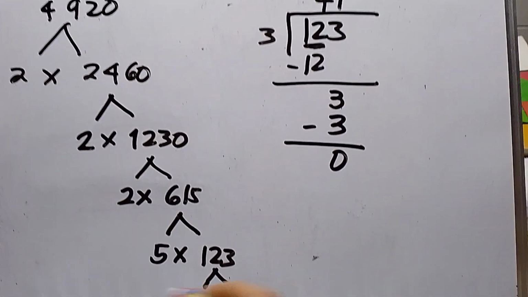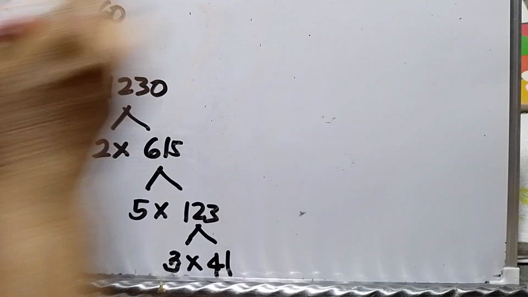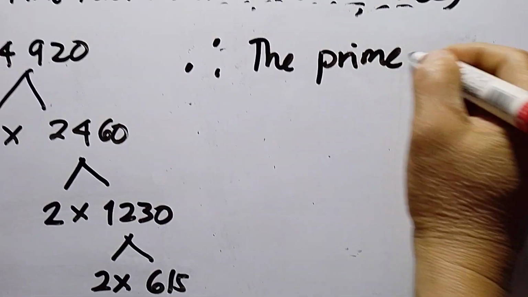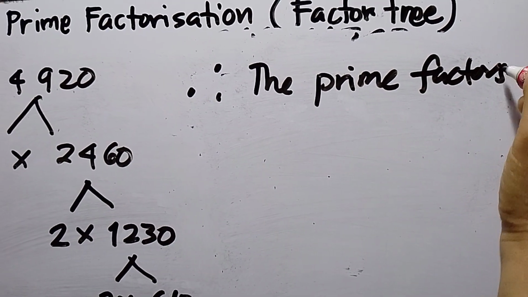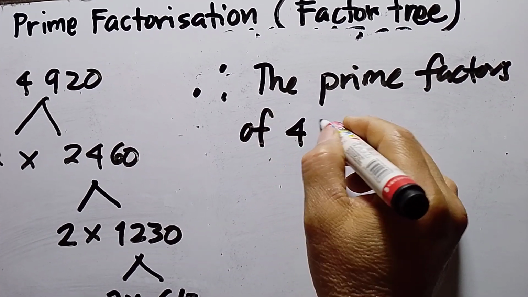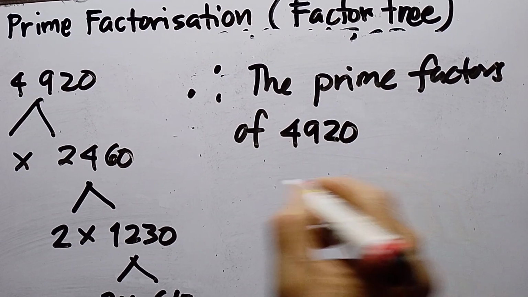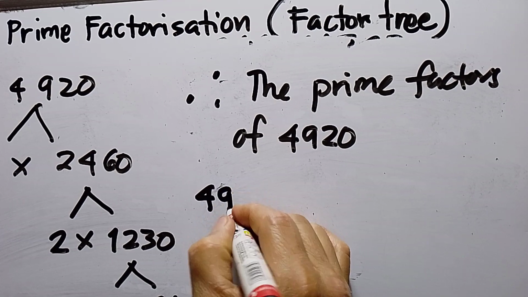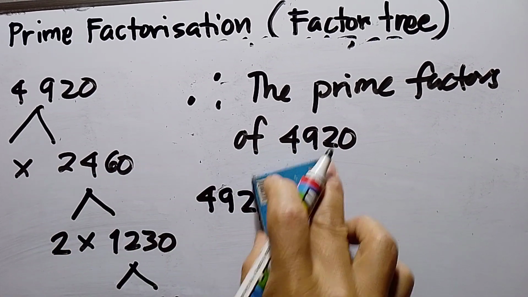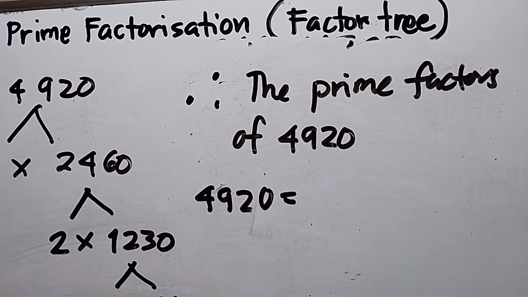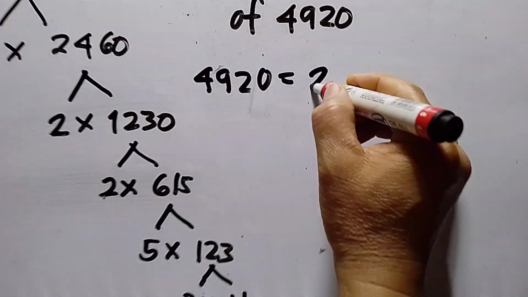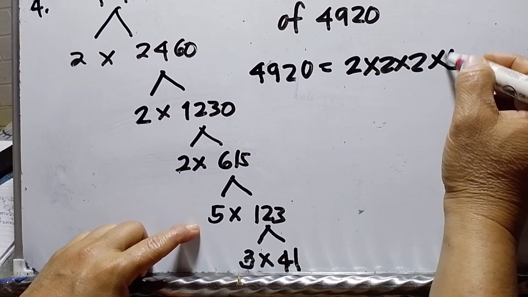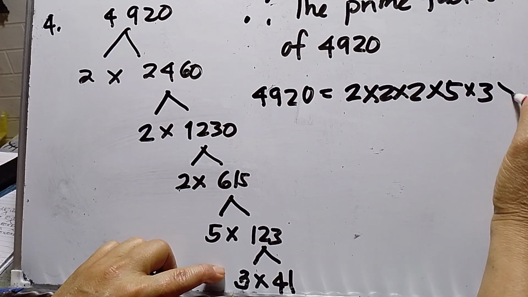Since 41 is a prime number, so I can have my conclusion. The prime factors of 4,920 is, so I can write in here. So it's better in here because there's space. So 4,920 is equal to 2 times 2 times 2 times 5 times 3 times 41.